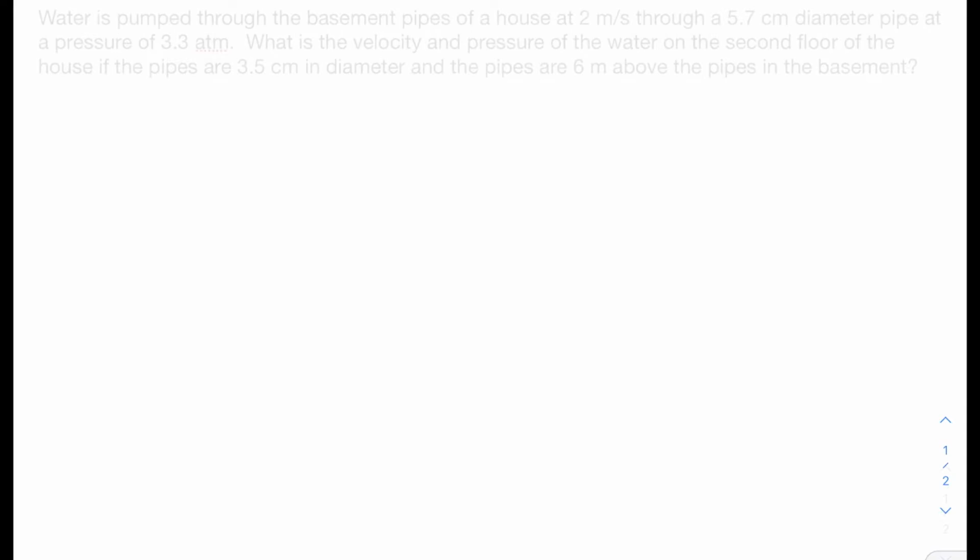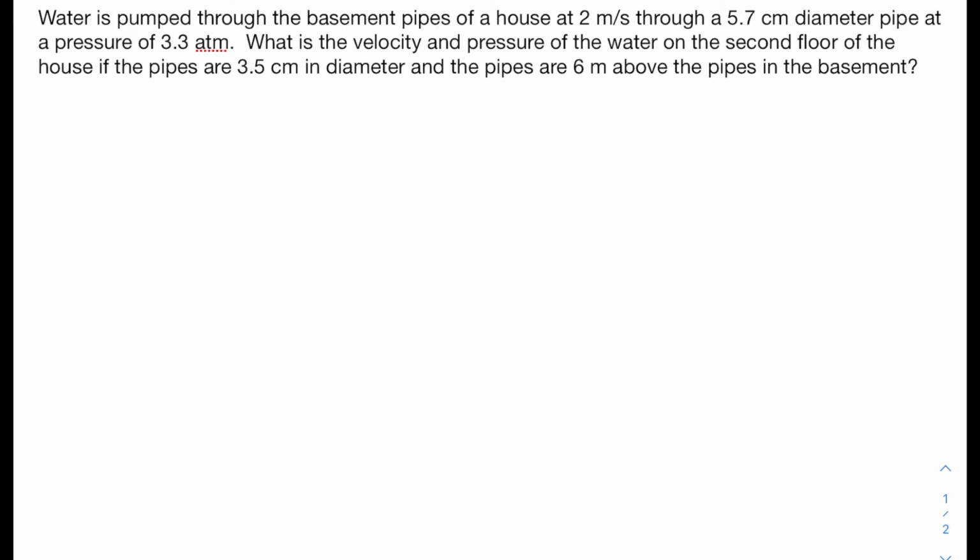Suppose you're given the following problem where you're told that water is pumped through the basement pipes of a house at a velocity of 2 meters per second through pipes that are 5.7 centimeters in diameter. This water is at a pressure of 3.3 atmospheres. Knowing this information, you're asked to find the velocity and pressure of the water on the second floor of the house if those pipes are 3.5 centimeters in diameter and 6 meters above the pipes in the basement.